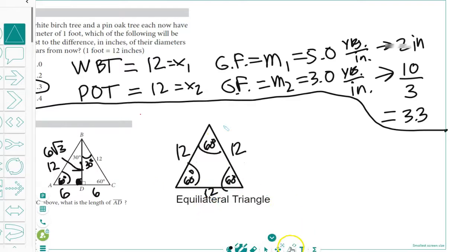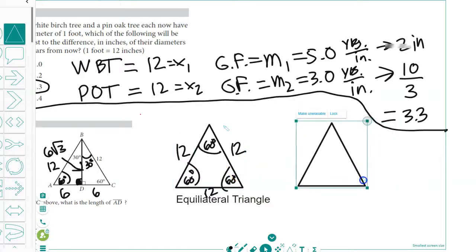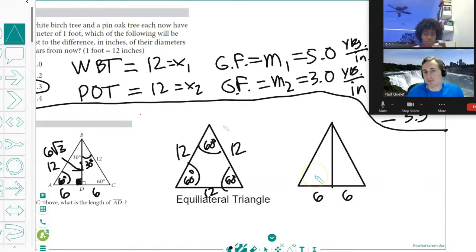So what that means is if you take this equilateral triangle and you bisect the bottom base with an altitude, this is going to have to be 6, 6. Like that. Okay? So just keep that in mind when you have the 30, 60, 90. It's always going to be half of an equilateral. Good.